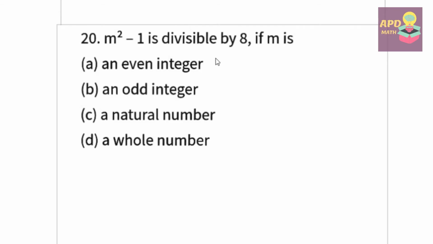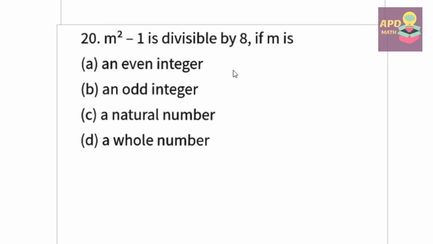When it is an even integer, m becomes 0, 2, 4, 6, 8 and so on. When m is an odd integer, it will be odd. Odd numbers are 1, 3, 5, 7 and so on. A natural number starts from 1, so 1, 2, 3, 4, 5, 6 and so on. Whole numbers start from 0. So first we'll check even integer.